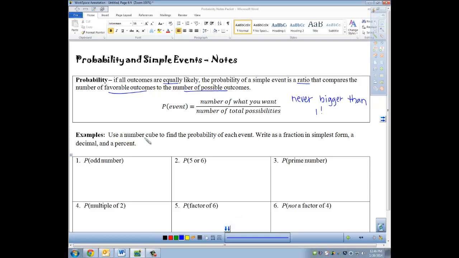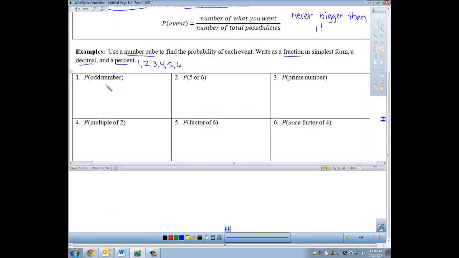Our first example is using a number cube. It's just a normal number cube. So we have options 1, 2, 3, 4, 5, and 6 that we could roll. We want to write it as a fraction in simplest form, as a decimal, and a percent. So when you write your answers for probability, you can write it as any of those three. Here to start off with, we're going to work with all three, so we're familiar with it.